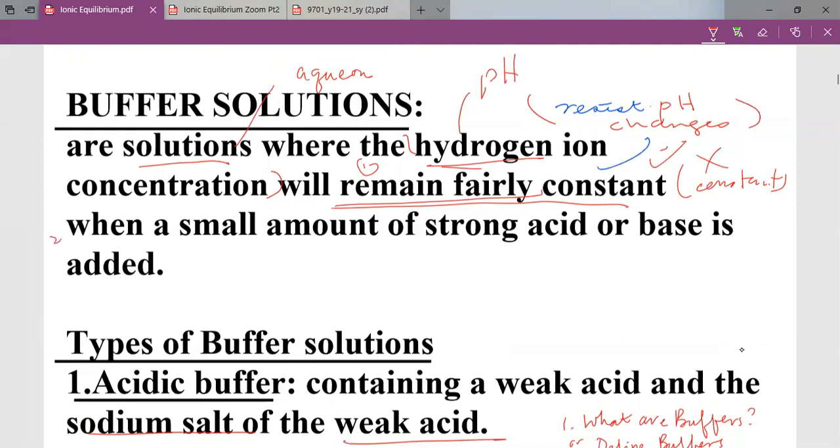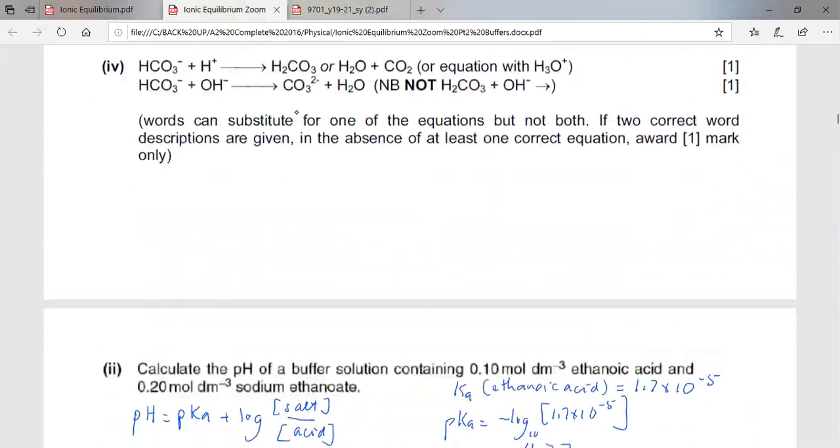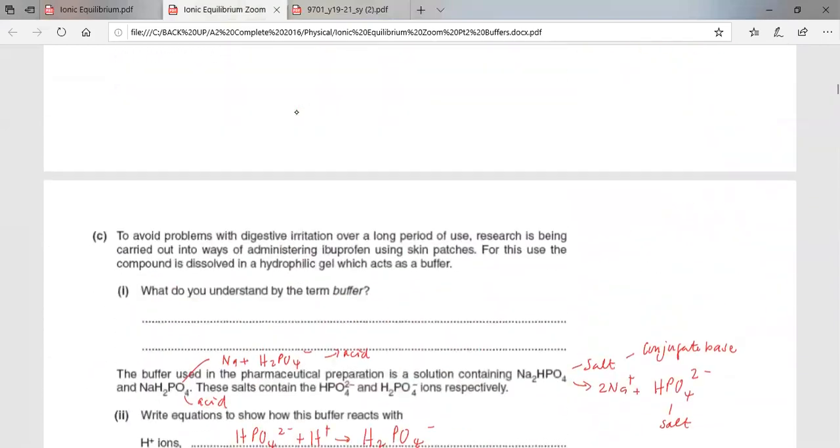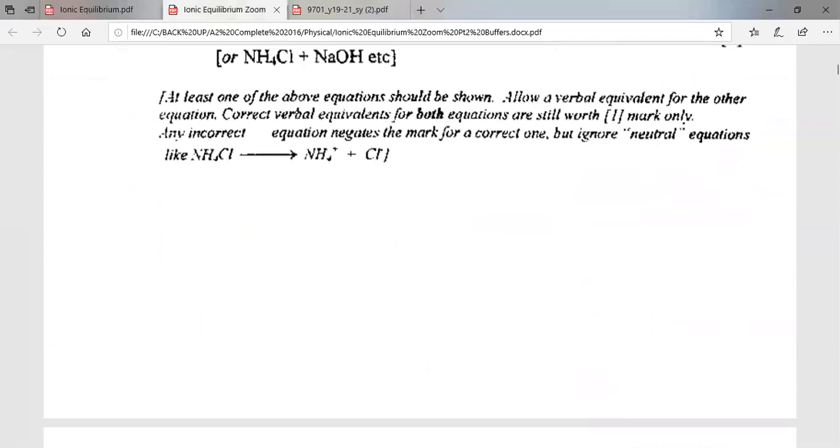Two, when a small amount, very important, this one, small amount, because a large amount will change a lot. A small amount of acid, or I like to put strong acid, okay? But the marking scheme says when a small amount of acid or base is added. Now let's look at the definition first, because this has come up so many times, so actually you should know. I have all the marking scheme here. You can refer to it if you want. So make sure you memorize this first.